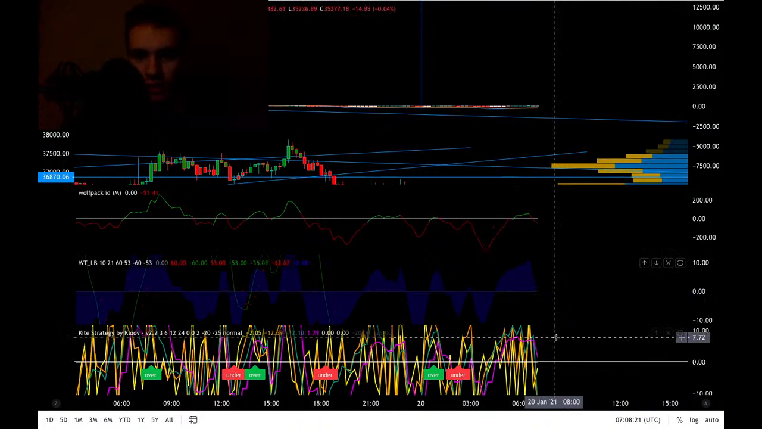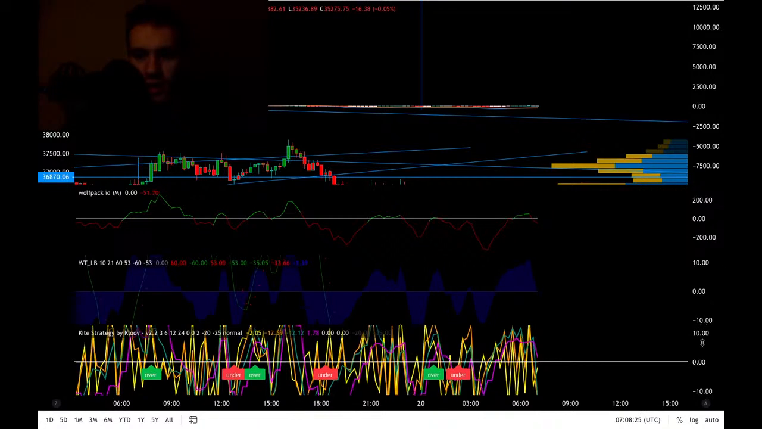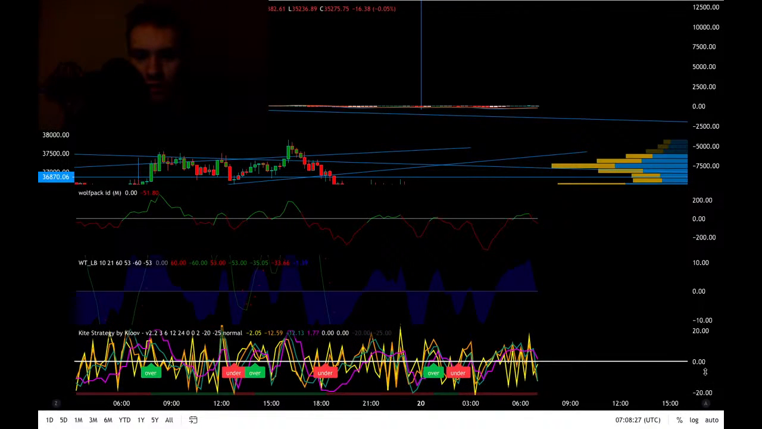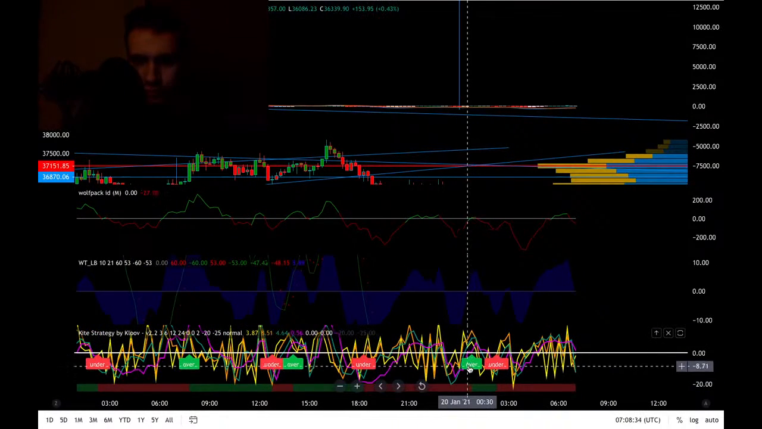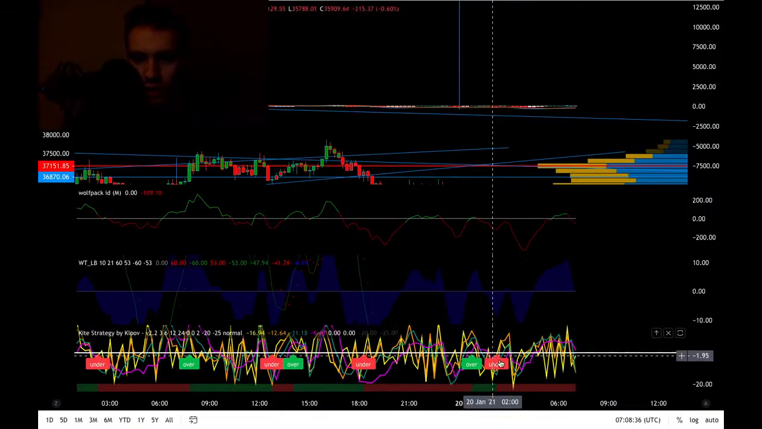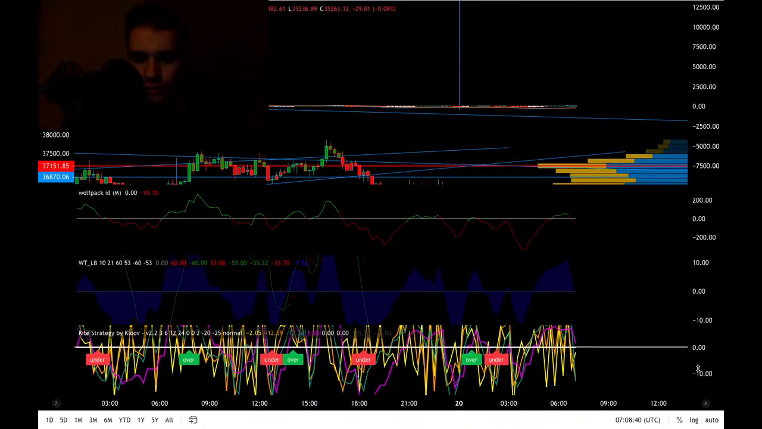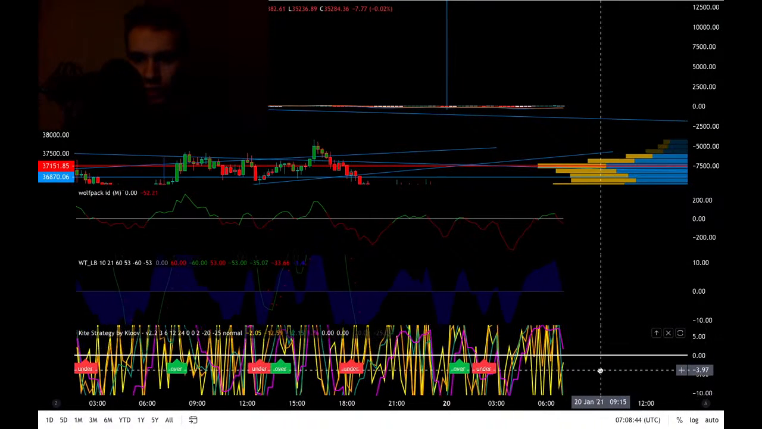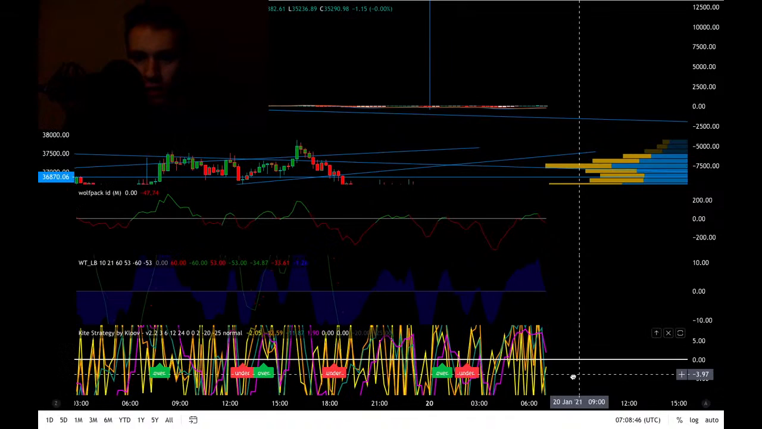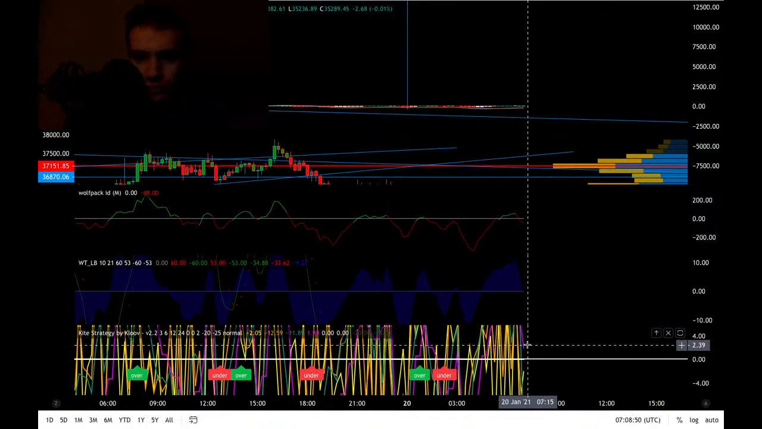I like this indicator though. And this is basically like a weird version of the RSI, and it tells you when you're overbought and oversold. So see, like overbought, underbought. And it looks like we're about fair value right now. Cute.